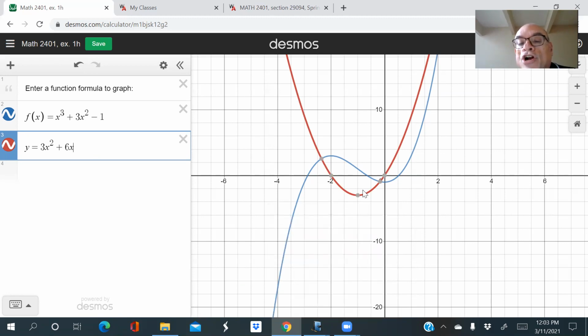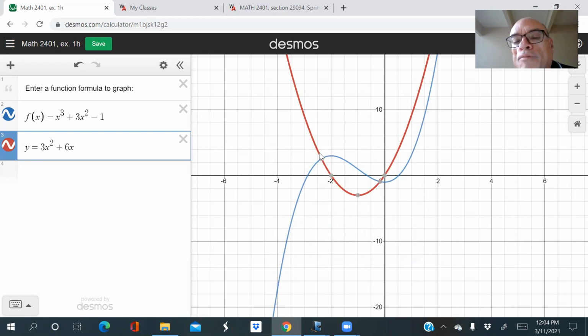Notice the red curve is the derivative, okay? So here's the original curve, that's the blue curve, and the red curve is the derivative. And see, notice where the red curve has x-intercepts, right there and right there. There are the x-intercepts of the derivative. What does that match on the original function? It matches the turning points, right? Each x-intercept of the derivative matches a turning point on the original blue graph.